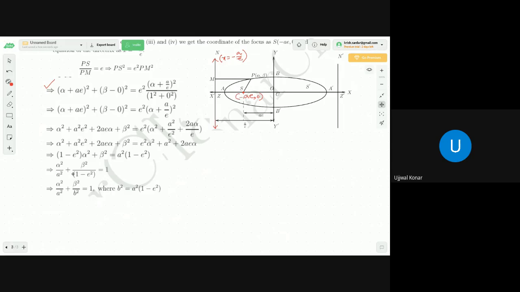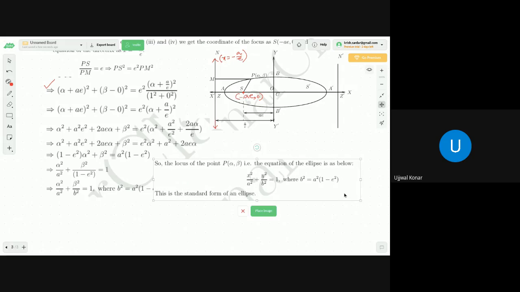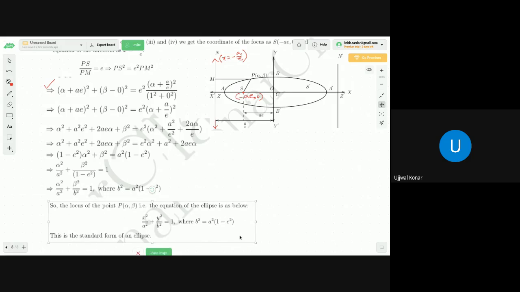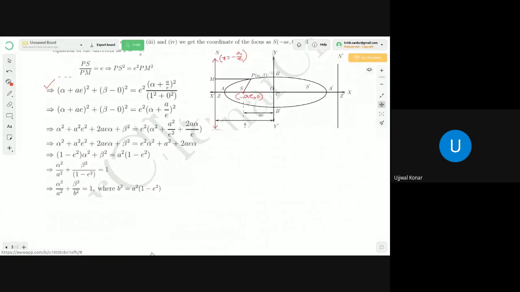After that, the locus of the point alpha comma beta, that is the equation of the ellipse. What we can get? Just replace alpha by x and beta by y, and we get the equation of that ellipse, something like this. Let me show it to you. X square by a square plus y square by b square equal to 1. Dear students, that is very, very important. So the locus of the point alpha comma beta, let me place it here actually, that is the right place.